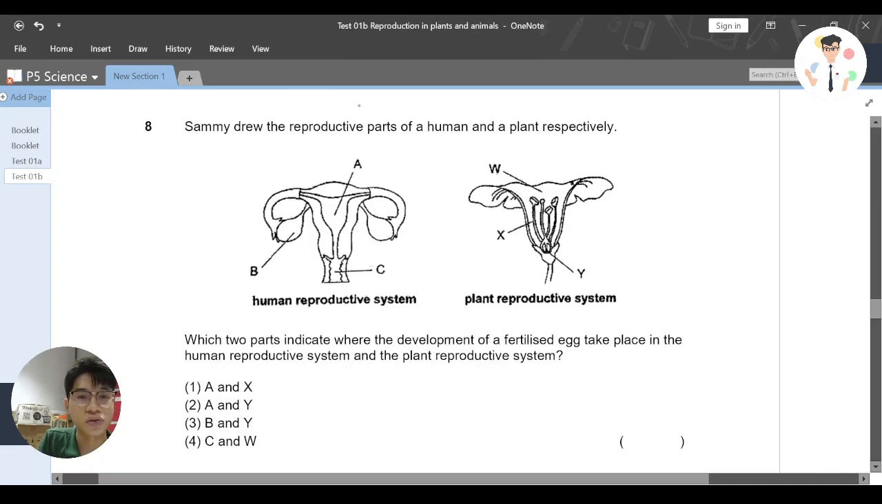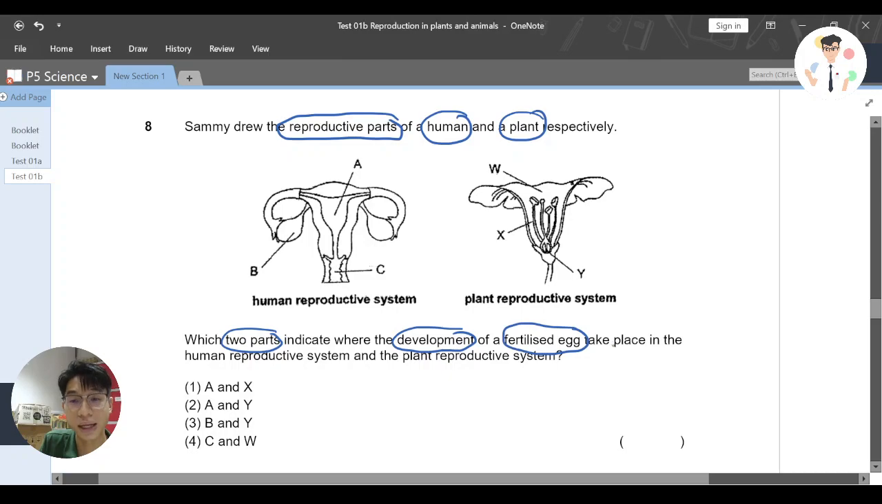Question number 8 says that Sammy drew the reproductive parts. Again, the word parts means that they are different parts of a human and a plant respectively. Which two parts indicate where the development of a fertilized egg takes place in the human reproductive system? So where does the development of the fertilized egg actually take place? In the human reproductive system, it takes place in the womb. So let me just write here. Human, I know is womb. How about plant? Plant is actually the ovary, right?